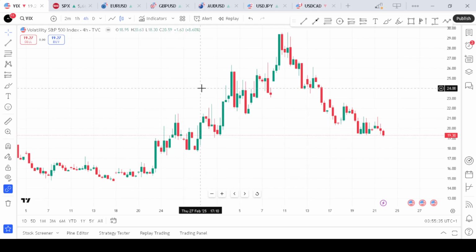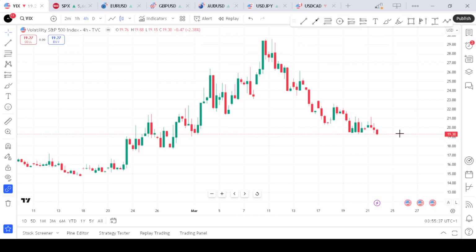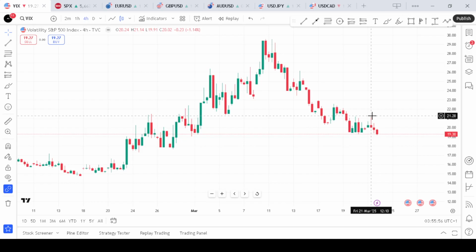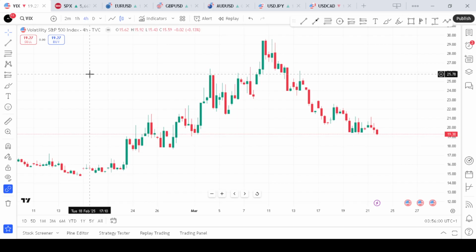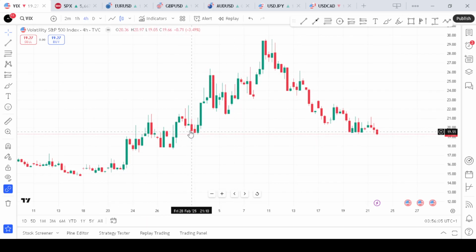The second step is to analyze the market correlation. The VIX typically moves inverse to the S&P 500. When the VIX spikes, it often coincides with a decline in the stock market. Conversely, when the VIX drops, it usually aligns with a stable or rising market.